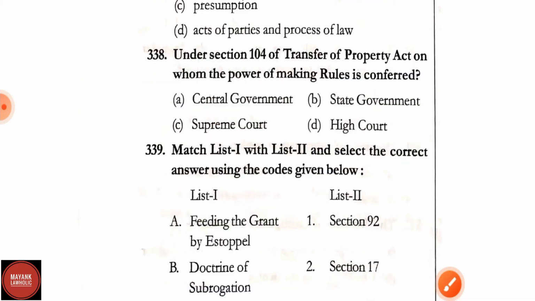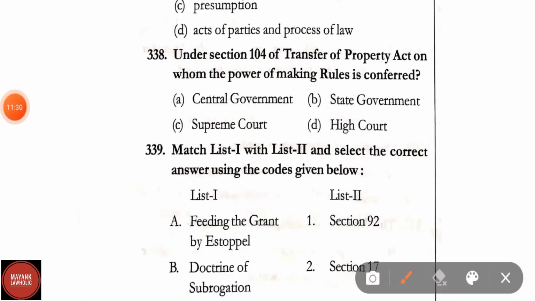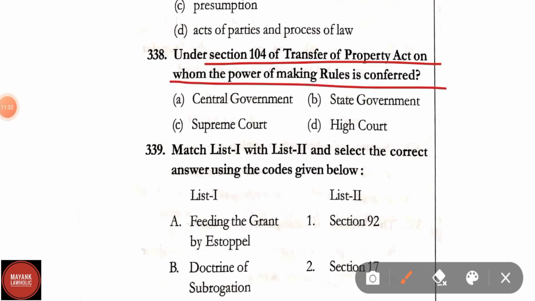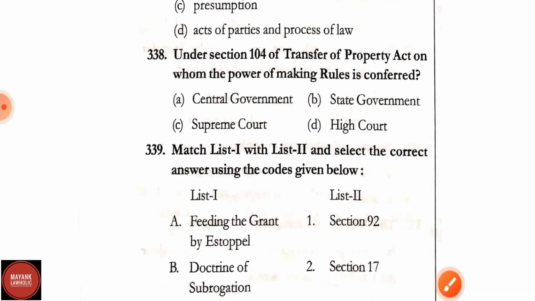Question number 338. Under section 104 of Transfer of Property Act, to whom is the power of making rules conferred? Options are central government, state government, Supreme Court, High Court. Correct answer is option D, that is High Court. Under section 104 of TPA, High Court has the power of making rules.